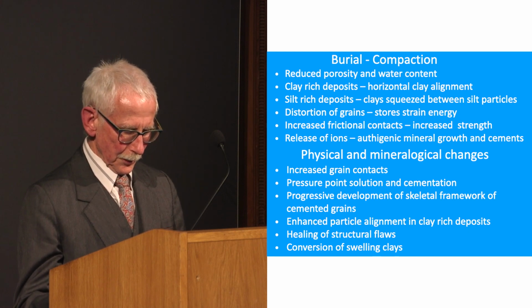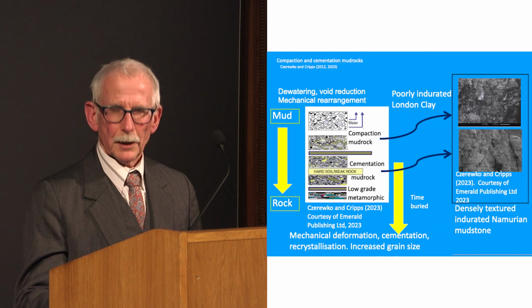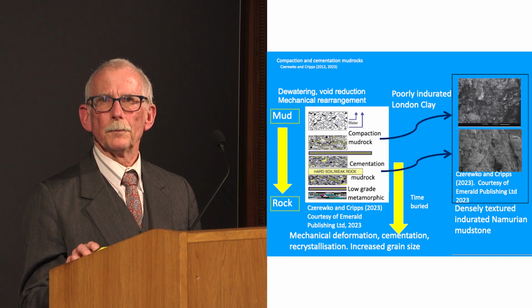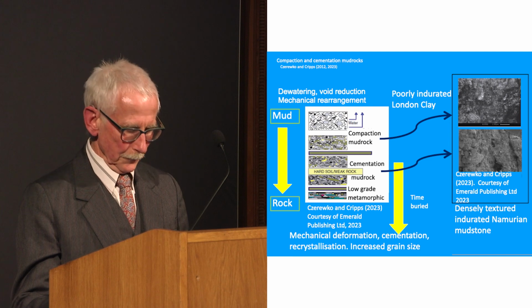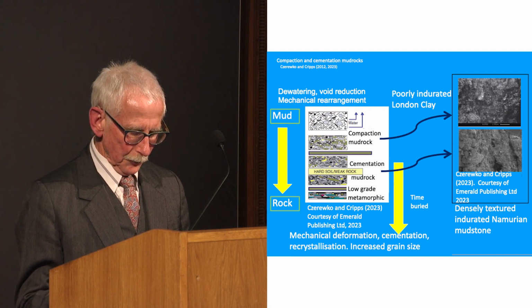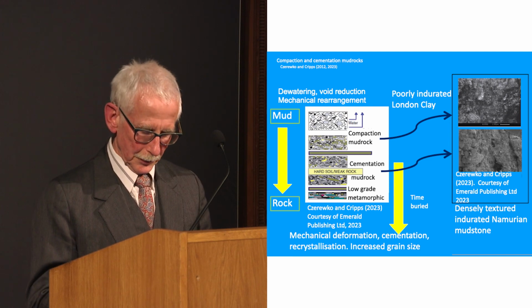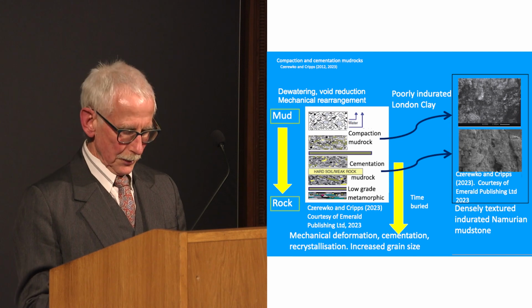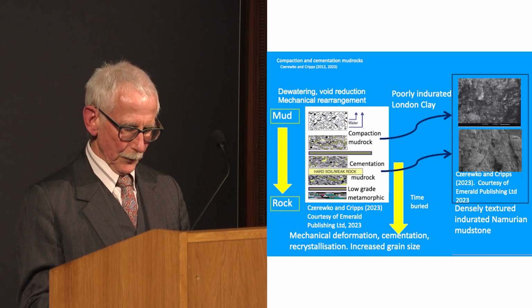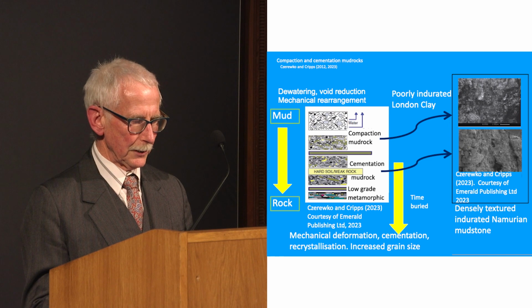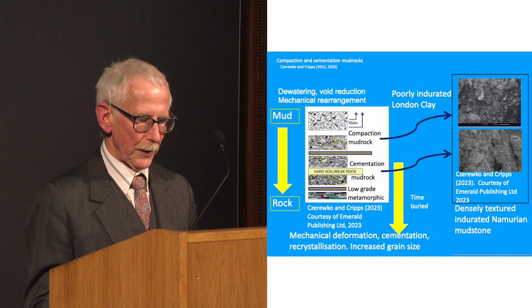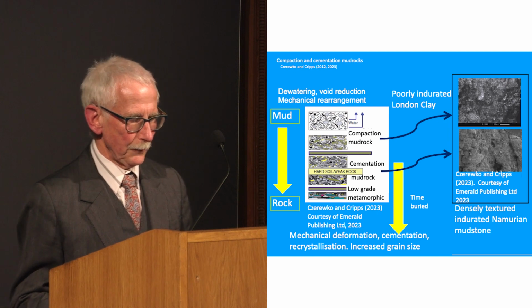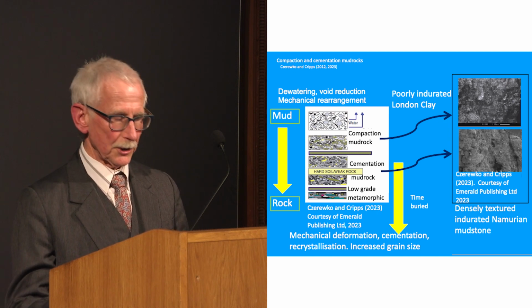These changes can be seen in scanning electron microscope view pictures and illustrated here. We can distinguish between compaction mud rocks, in which there's very little cement, and cementation mud rocks, in which the material is bonded together by mineral cements. The length of time they are buried for also has an impact on the extent of diagenetic changes.